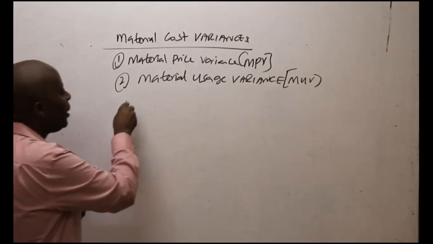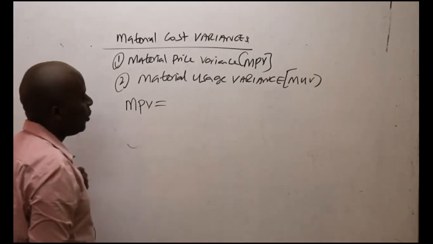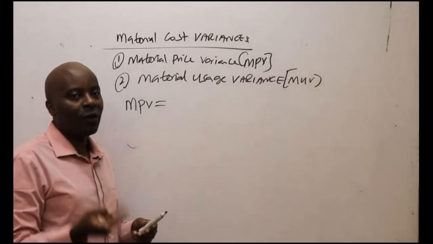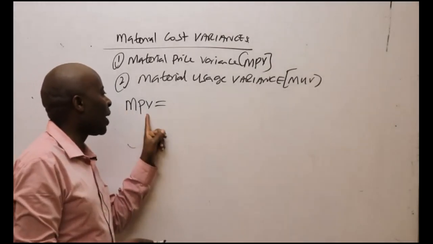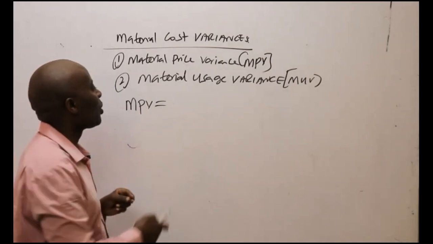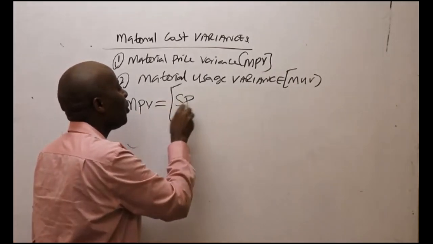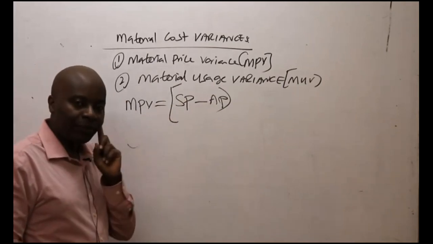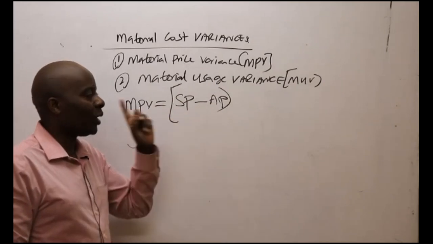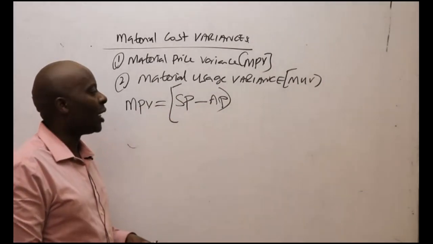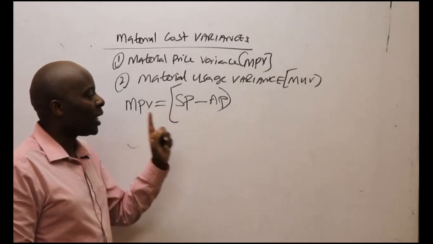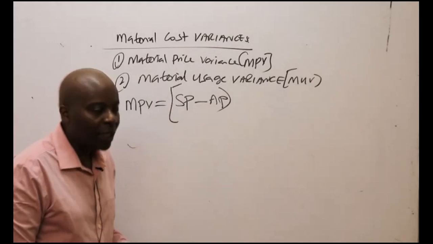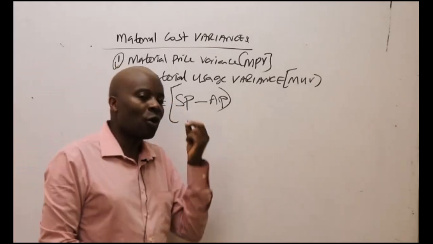So we have material price variance. How do we get material price variation? Variation means difference, the difference between two prices. We have the standard price that we thought we would have incurred to purchase a kg at, and then of course we have the actual price. This will be a variation for only 1 kilogram.